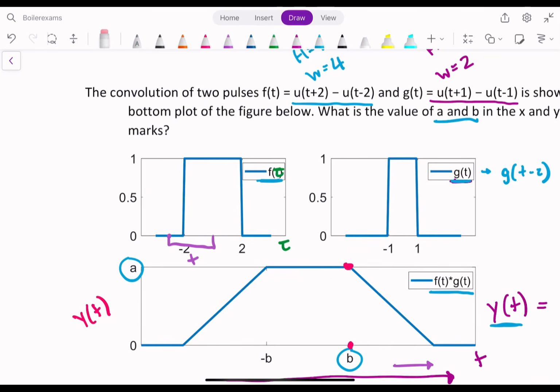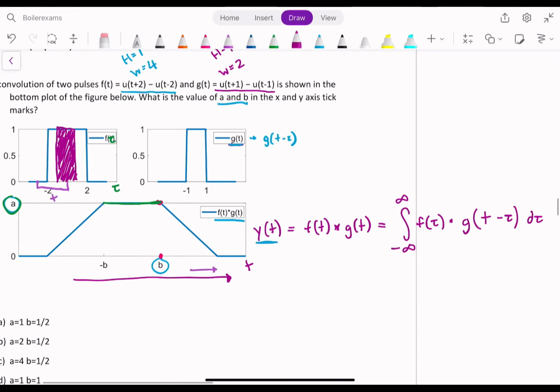And so on this plot down here, what this value of a is representative of is the maximum overlap of those two functions as t varies, right? So it is equal to the point at which g of t minus tau is totally consumed by f of tau, right? Because they have the same height and they're basically the same functions, except that g of t minus tau has a width of 2 instead of 4. The maximum return value of y of t is going to be equal to just the maximum overlap between these two functions, maximum area.